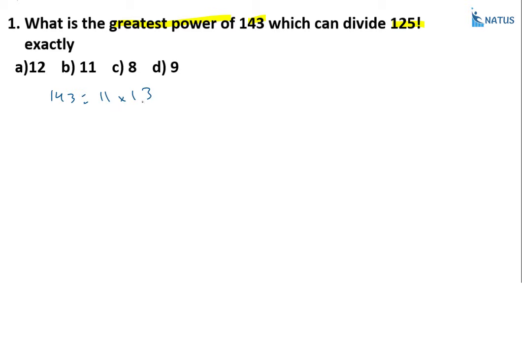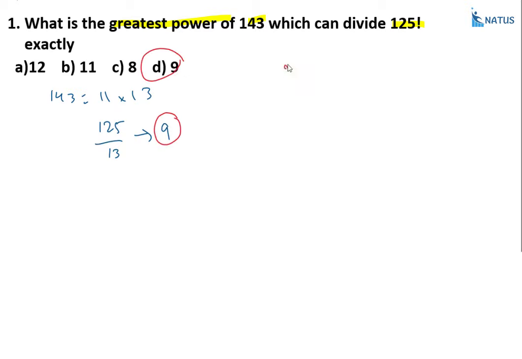Now obviously the power of 11 is more than the power of 13, right? That's why it is very easy to divide this 125 by 13. So 125 divided by 13, what is the quotient? 9. So what is the answer? 9 is the required answer.